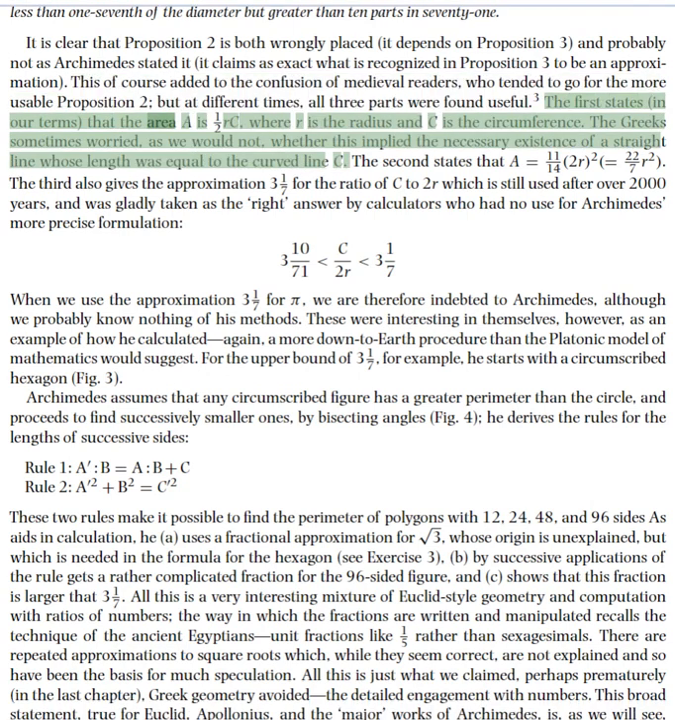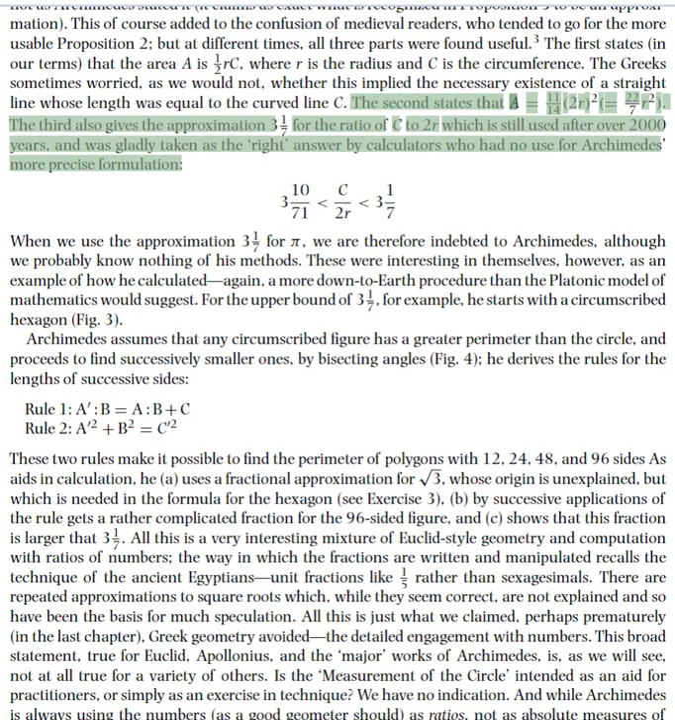The first states that the area A is RC, where R is the radius and C is the circumference. The Greeks sometimes worried, as we would not, whether this implied the necessary existence of a straight line whose length was equal to the curved line C. The second states that A equals 11/14 of the square on the diameter.